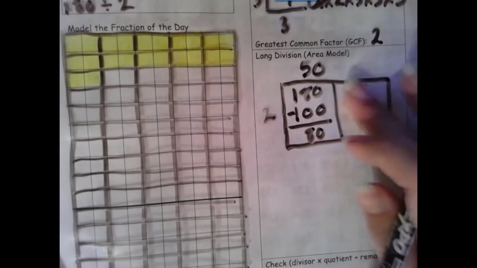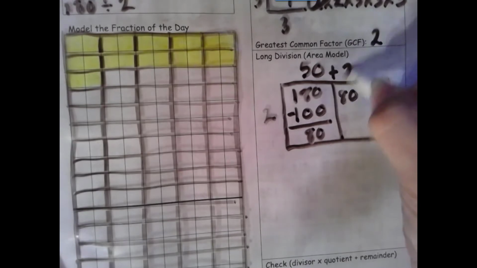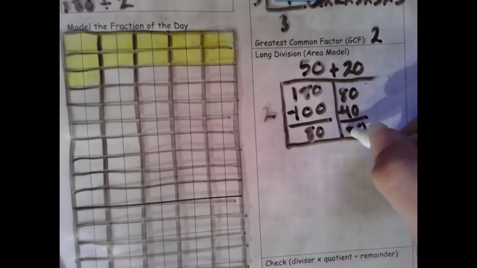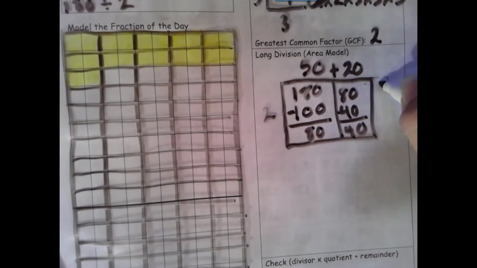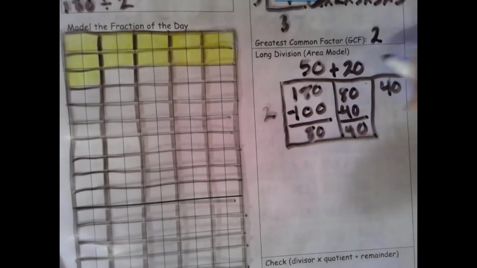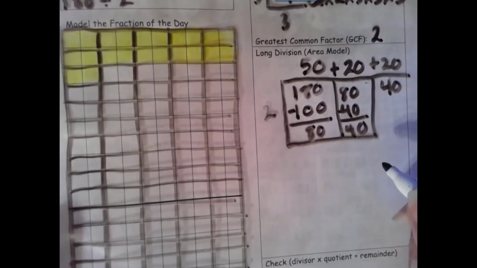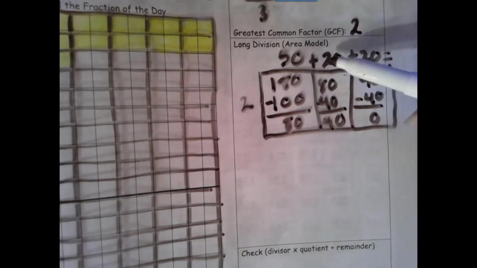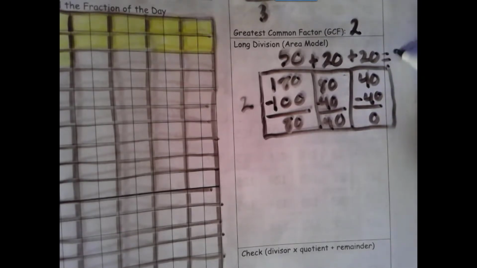I may need some more room. Let's try times 20. 20 times 2 is 40. Numbers the same, zeros the game, more on top, no need to stop. And then I know that 20 times 2 will get me 40. Numbers the same, zeros the game. Add these partial quotients: 50, 60, 70, 80, 90.